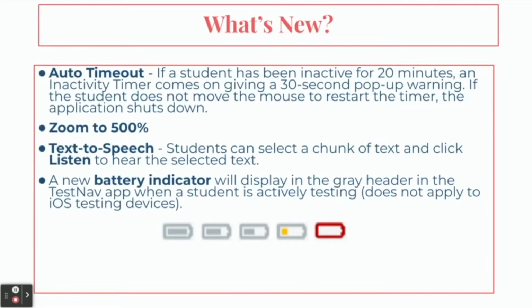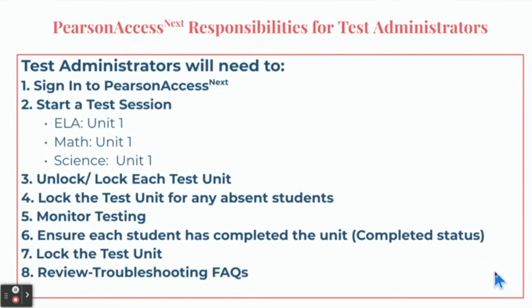The student can zoom to 500%. And then we have text to speech. So students can actually select a chunk of text and click listen to hear the selected text. And then a new battery indicator will display in the gray header in the TestSnap app when a student is actively testing. It does not apply to iOS testing devices.